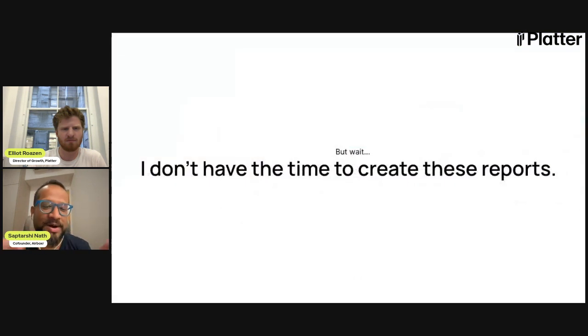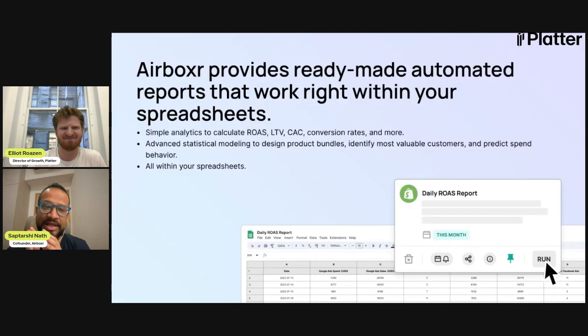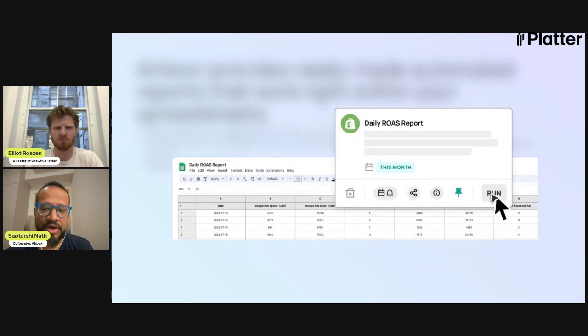I think by now most of you are thinking, I don't have the time to create these reports. What's the point in showing me all these screenshots, right? Thankfully, that's what Airboxr does. All of the reports that I showed you so far today, all you need to do is click something like a run button here. And behind the scenes, we will pull data from Shopify, ad channels, email channels, Google Analytics, run all the analysis, standardize all the data. If it's a statistical analysis we need to run, we run it on our end, and then we deliver all the data into a Google spreadsheet.